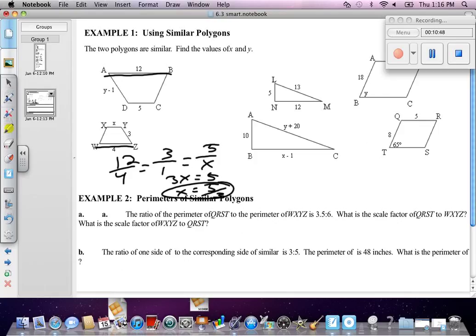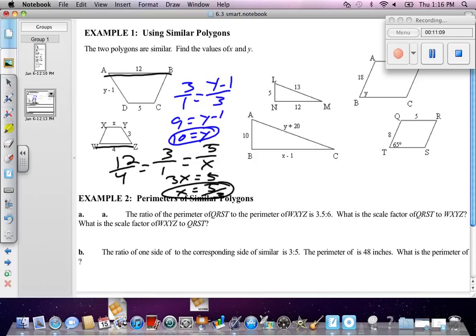Let's find y. We've got 3 over 1. The big one is y minus 1. What would the little one be? 3, yes. So we get 9 equals y minus 1. So 10 equals y.